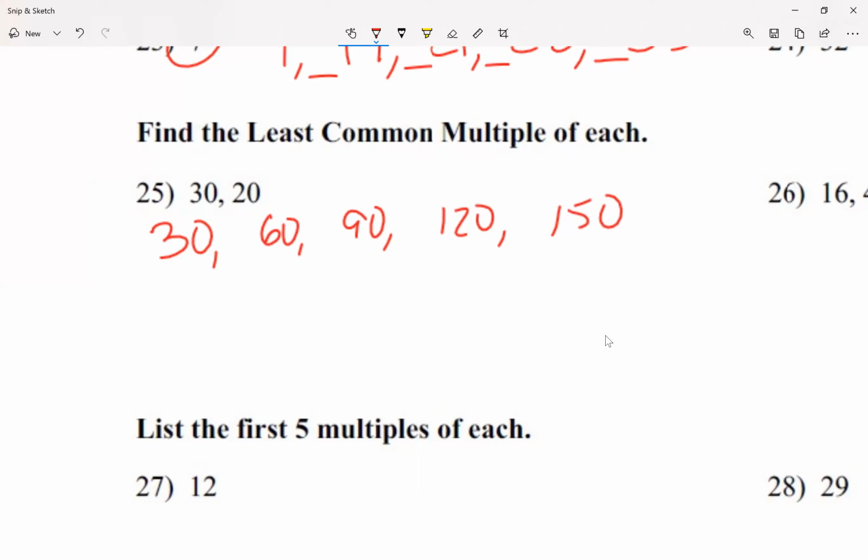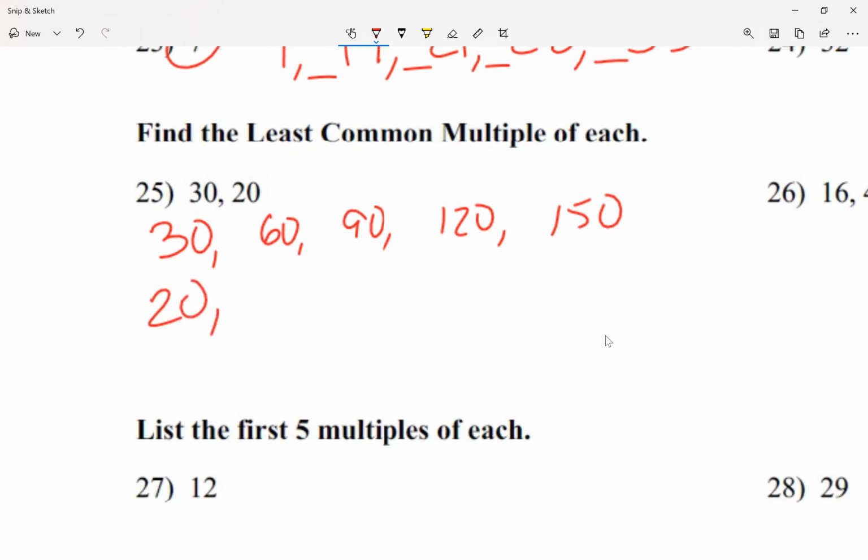Probably 5 is enough. Again, I could have gone 30 times 1, 30 times 2, times 3, times 4. Or I just started with 30. And for each additional number, I added 30 more. Again, do multiplication or addition, whichever one you want to do. Now let me find some multiples of 20.